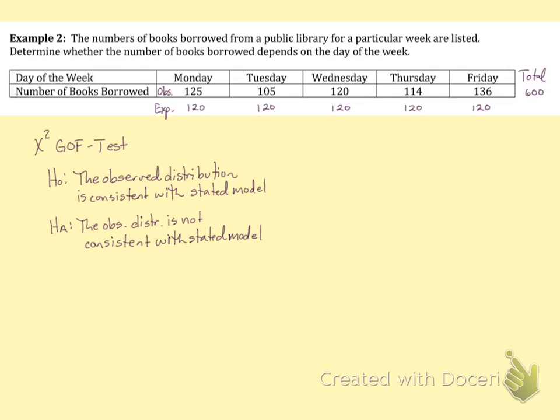So for all chi-squared tests, by the way, our hypotheses are in words. We're not writing them in symbols because we're not looking for a greater than or a less than. And that comes from that model that we were looking at.